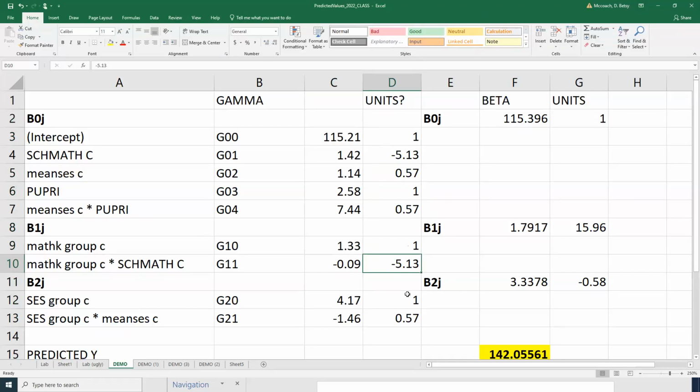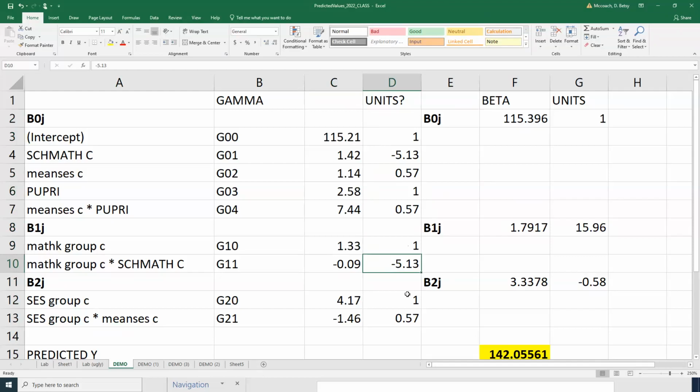trying to remember, are we doing math? Are we doing mean SES? What's my one? One is math, right? So it's gamma 1 naught times 1, and it's gamma 1 1 times school math, which is the school math center, right? And if I multiply and then add these two things together, I actually get my beta 1j. So that's saying, in this school, this is what beta 1j would be predicted for this kid.